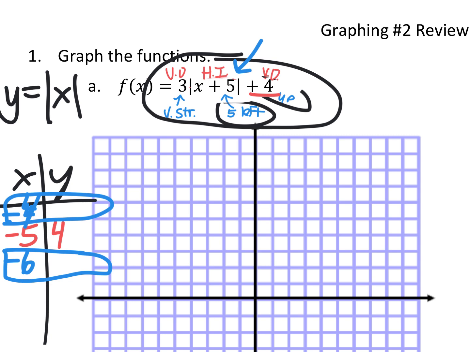Chart. Good. Pop it in the backpack. You're not using it. Codes are going around.